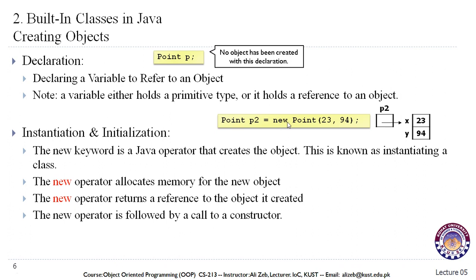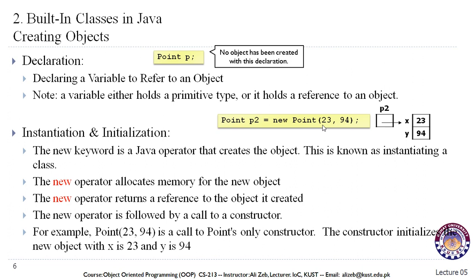And we use the constructor to initialize our objects. So it will always be followed by a call to the constructor of the class to be able to initialize those objects. For example, Point(23, 94) with the values 23 and 94 is a call to the Point class's constructor. So there can be multiple constructors inside a class. We will discuss that later.